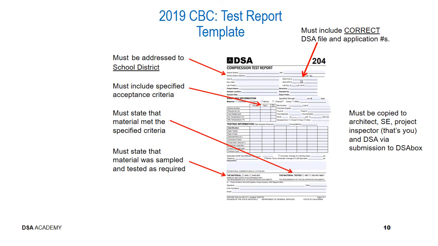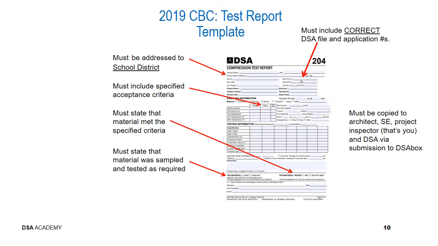The report also needs to be addressed to the school district, and it needs to include any specified acceptance criteria, and then it needs to state whether or not the material met that specified criteria, whether it conformed or was non-conforming. It also needs to state that the material was sampled and tested as required. And then the test report needs to be copied to the architect, design professional, the structural engineer, the project inspector, and also to DSA. That would usually happen by uploading it to DSA box.